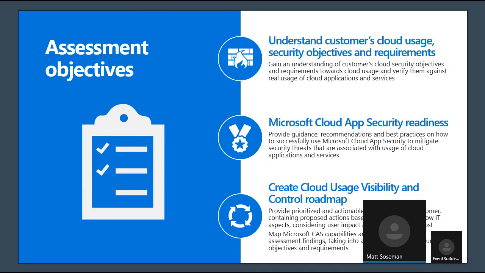And really it has 3 objectives. The first objective is we want to understand how the customer uses third-party SaaS applications in their environment. What applications are being used? What does that usage look like? Also understand the customer's own objectives around security. What is their view on Shadow IT? Do they want to embrace it and partner with the business, or do they want to block it? And then also, what are some of their requirements if they choose to embrace it? How do they want to protect the data that are in those apps?